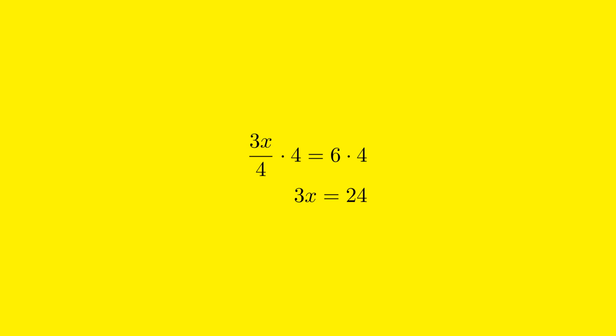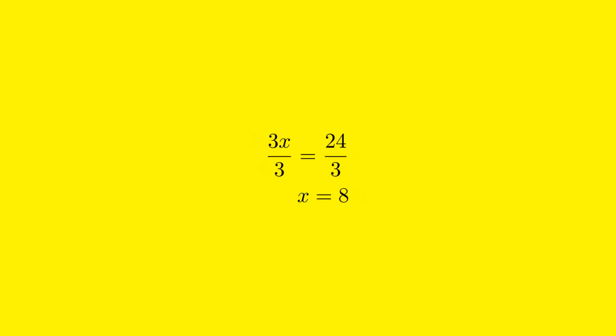You have 3x divided by 4 times 4 equals 6 times 4. On the left side of the equation, the 4's will cancel each other out because 4 divided by 4 is 1, leaving just 3x. So, after canceling out, we are left with just 3x on the left side. On the right side, we multiply 6 by 4, which equals 24. So, at the end of this step, the equation changes from 3x divided by 4 equals 6 to 3x equals 24.